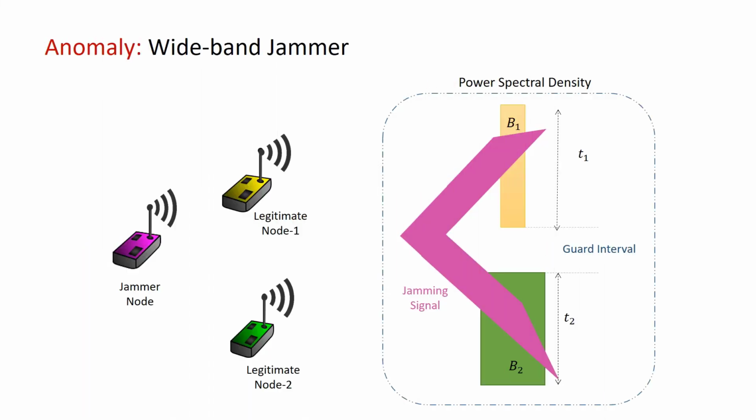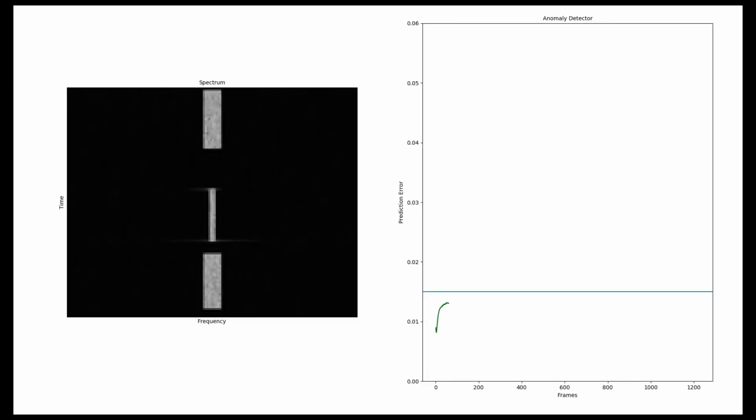The next anomaly we're going to consider is the presence of a wideband jammer. It's very similar to the narrowband jammer, but it has a much wider bandwidth, so it obstructs our legitimate nodes much more effectively. The following video will show how the system acts in this case, as well as how well the anomaly detector manages to detect this. In this case, we're going to examine the wideband jammer.